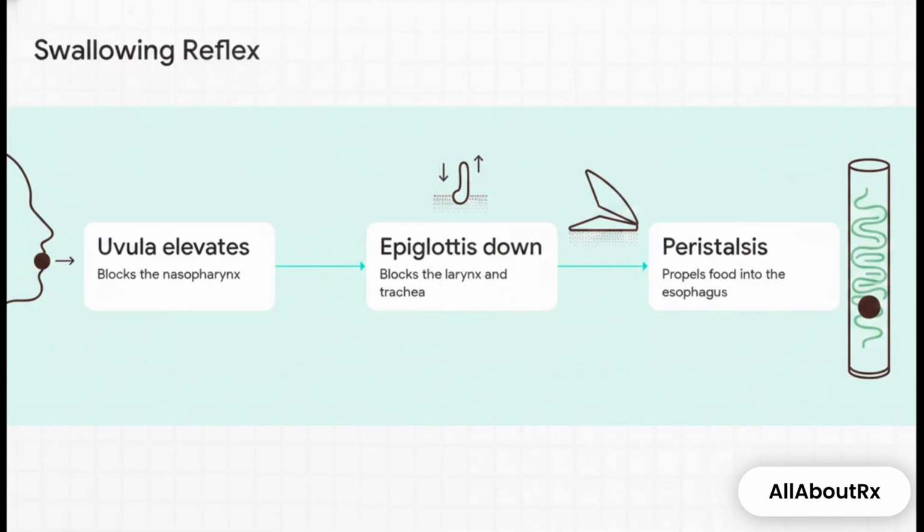Once that food is chewed up into a soft little ball, which we call a bolus, it gets pushed to the back of the pharynx. And this triggers a highly testable involuntary swallowing reflex. Honestly, it's a brilliant 3-step safety mechanism. First, your uvula elevates to block the nasopharynx. That way food doesn't accidentally go up into your nose. Second, the epiglottis drops down like a little trapdoor to block the larynx and trachea, keeping food safely out of your lungs. And third, peristalsis takes over, actively propelling the food down the muscular tube of the esophagus.